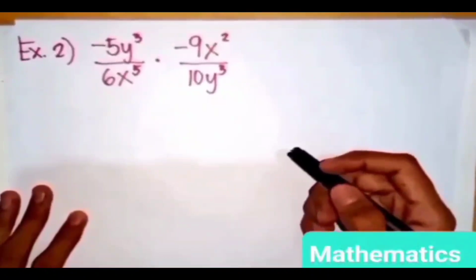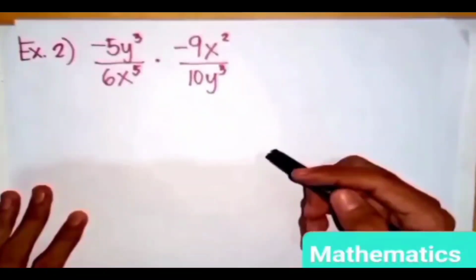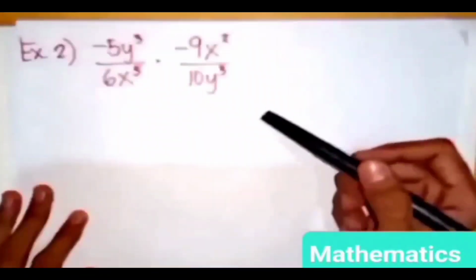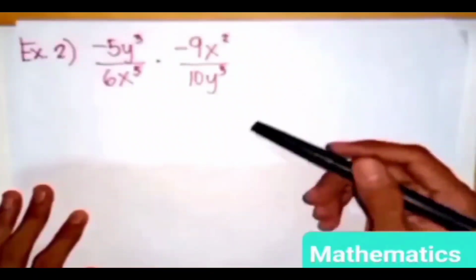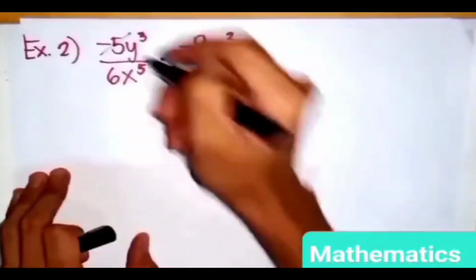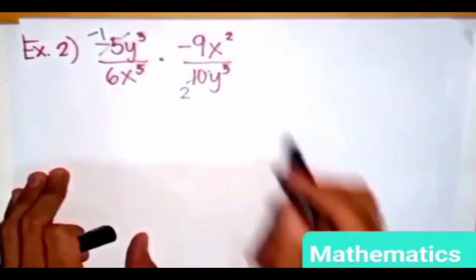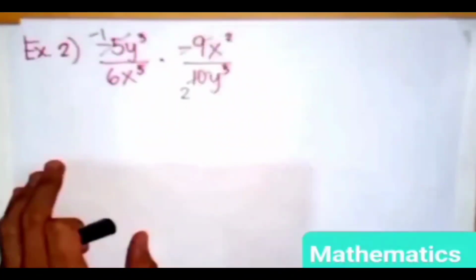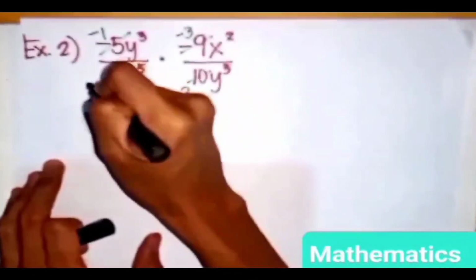Negative 5y cubed over 6x to the 5th power times negative 9x squared over 10y cubed. Ngayon tulad ng ating example number 1, lahat ng ating polynomials ay monomials. So pwede na tayong mag-simplify agad, pwede na tayong mag-divide or cancel out common factors. Doon muna tayo sa ating mga coefficients. Negative 5 and 10. So the GCF is 5. Negative 5 divided by 5, that's negative 1. 10 divided by 5, that's 2. Next, negative 9 and 6. The GCF is 3. Negative 9 divided by 3, that's negative 3. And 6 divided by 3, 2.